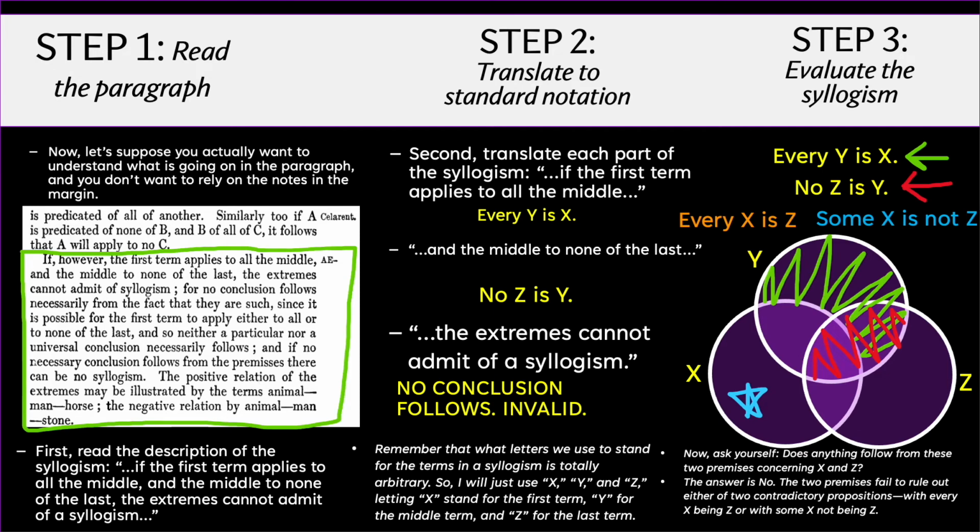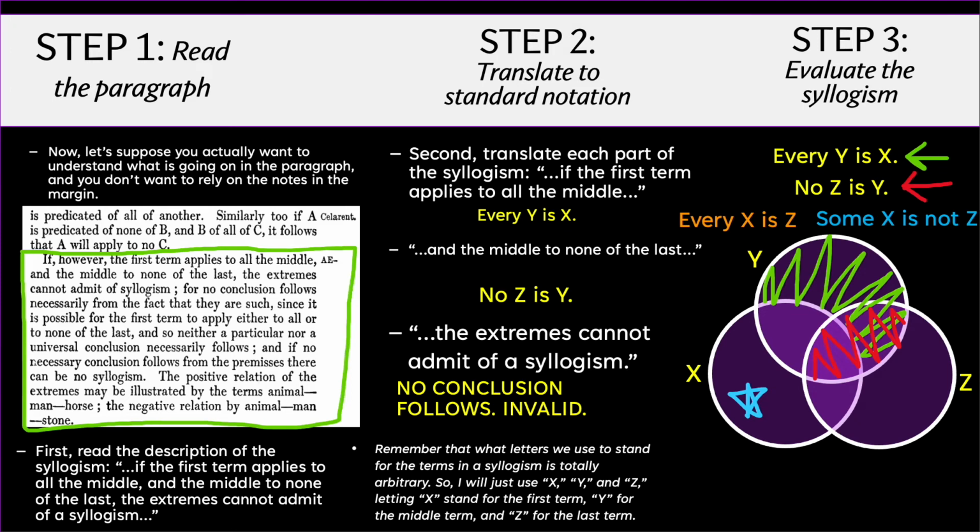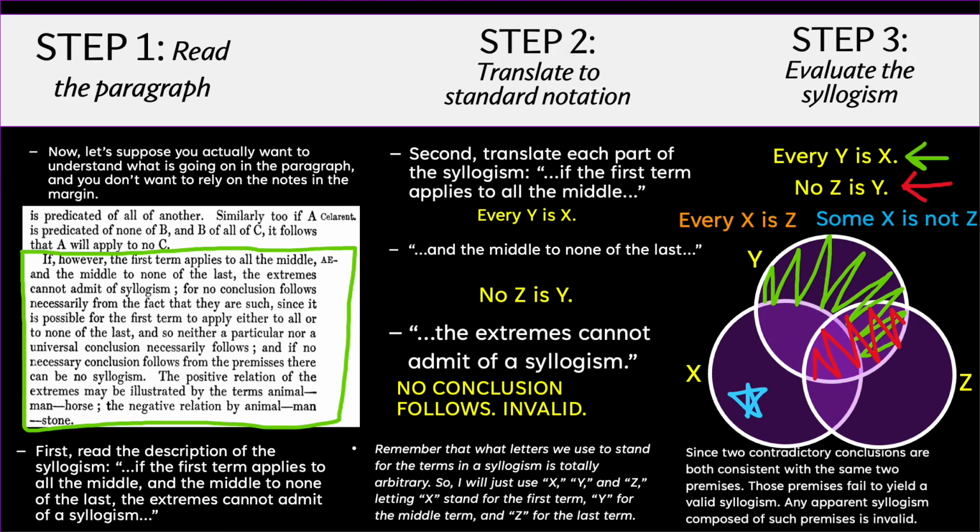Because recall, a valid syllogism, properly speaking, is one in which the conclusion necessarily follows from the premises. But nothing necessarily follows here, and so there's no valid conclusion, or no valid syllogism. Since two contradictory conclusions are both consistent with the same two premises, those premises fail to yield a valid syllogism. Any apparent syllogism composed of such premises would be invalid.